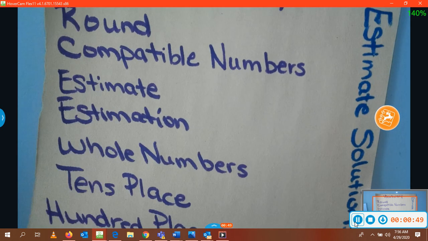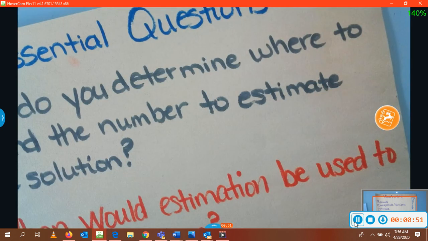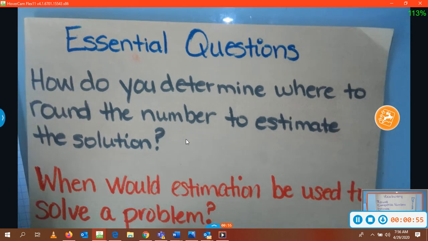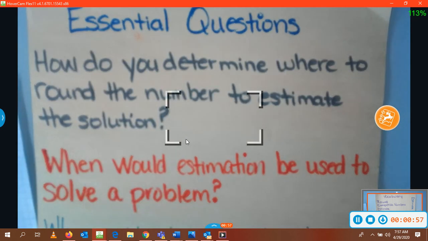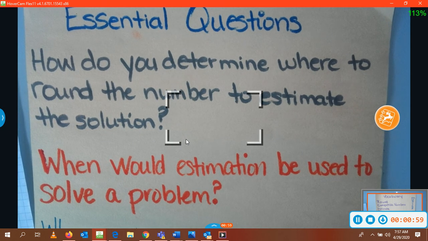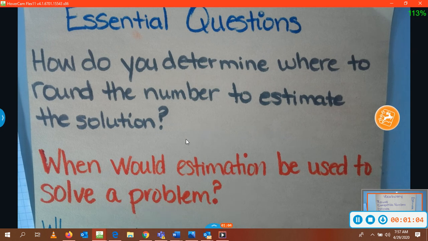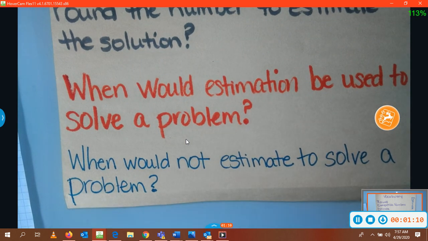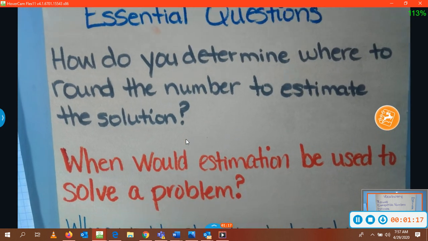Now, as we go throughout the lesson, I want you to also keep these questions in mind. These will be our essential questions for today. How do you determine where to round the number to estimate the solution? When would estimation be used to solve a problem? When would you not estimate to solve a problem? So those are the 3 questions that I want you to keep in mind as we go through the lesson.